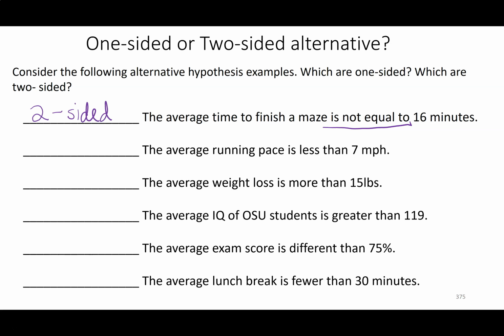Our second one, the average running pace is less than 7 miles per hour. I can tell you my average running pace is a lot less than 7 miles per hour. So is less than? I'm only interested in looking if it's less than 7. I don't care if it's higher than 7, only less. So this will be a one-sided.